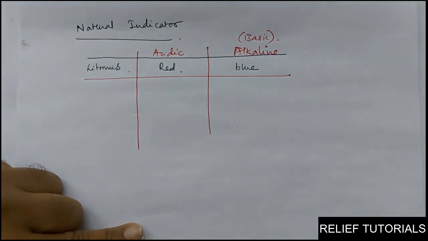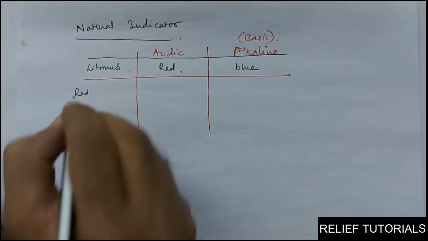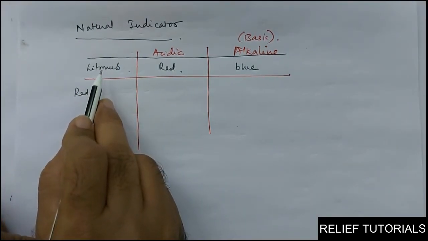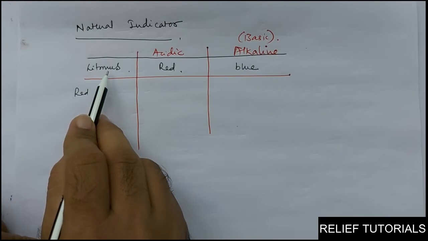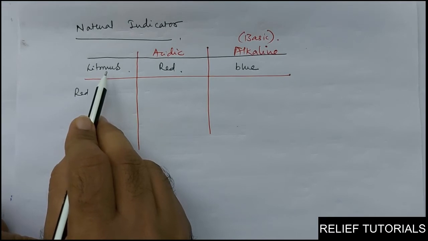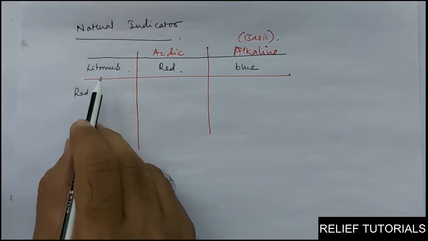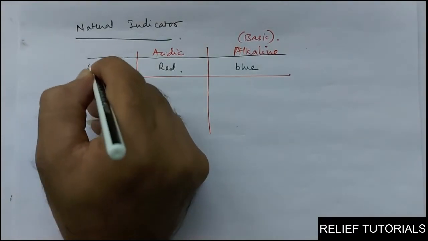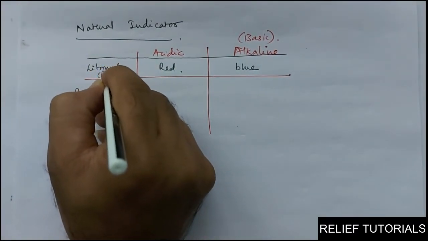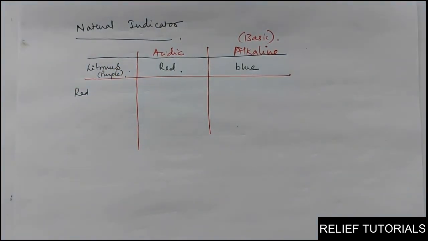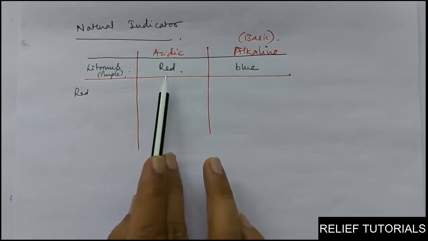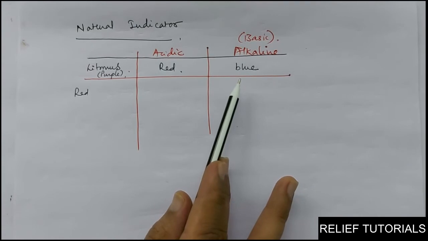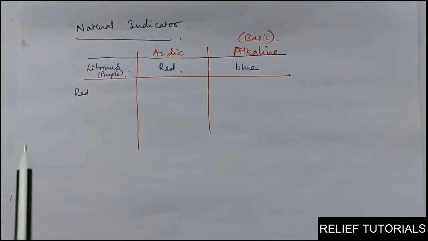This is very common. Now, I think you should know some history about litmus also. Litmus is actually obtained from lichen plants, division Thallophyta. You will study it, or I think you have studied it, I don't know. Litmus is a plant having original color purple. So if you add such a litmus strip in acidic medium, purple turns to red, or it becomes blue in basic. Okay, so this is litmus.